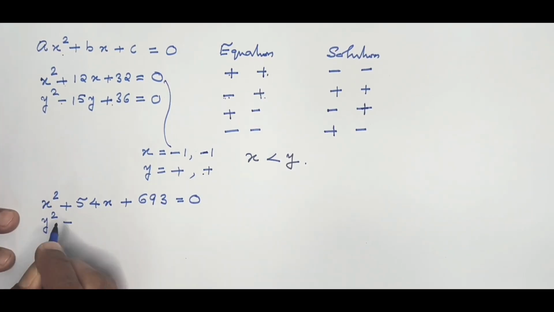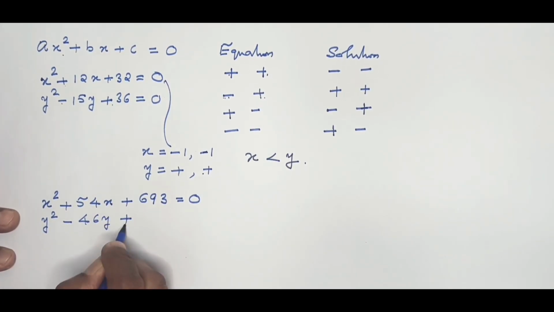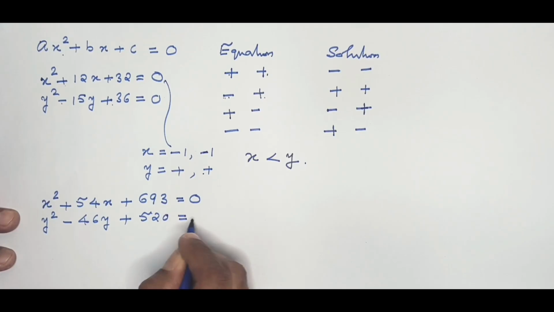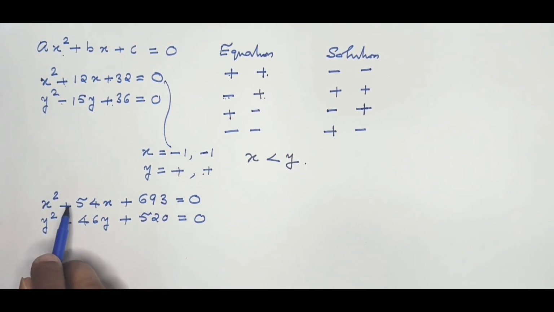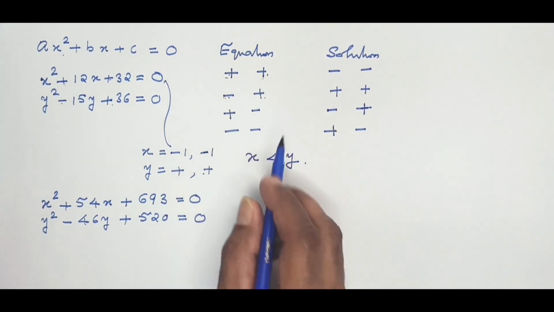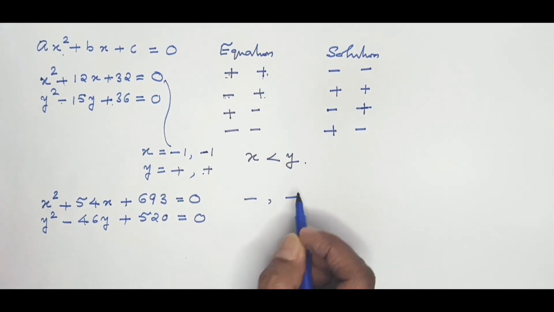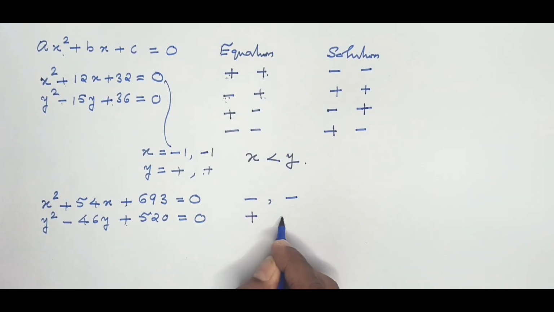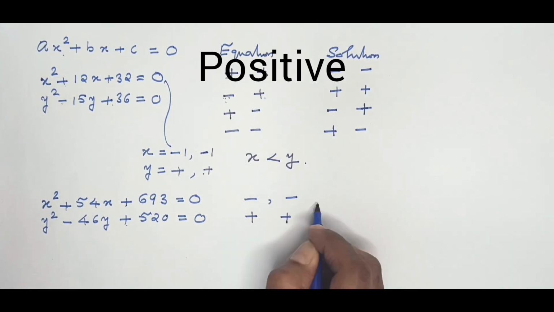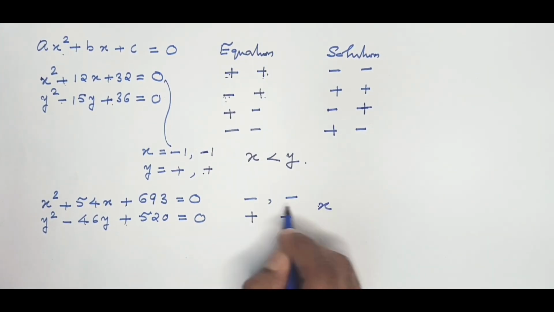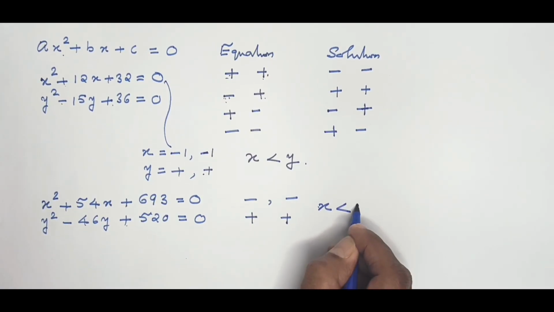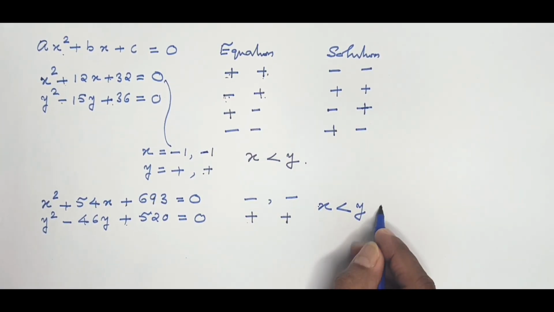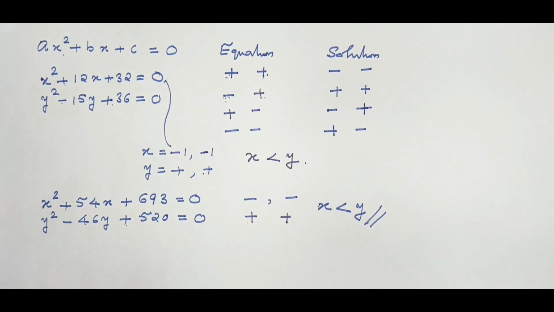y squared minus 46y plus 520 equals 0. Look at this: plus and plus. So both the roots will be minus, minus. Both the roots will be negative. Clearly, the first root, that is x, is always less than the second root, y. You can easily conclude this without having to solve the equations independently and getting the roots or the solutions.